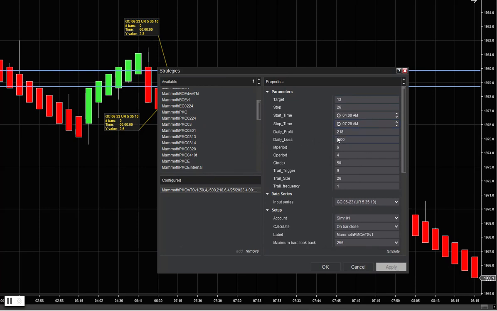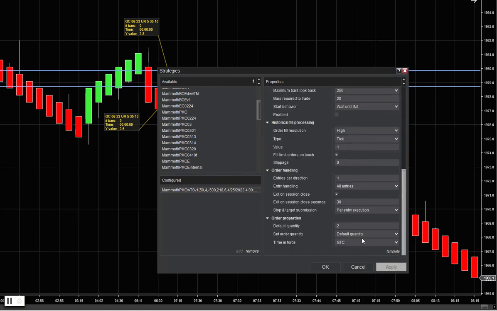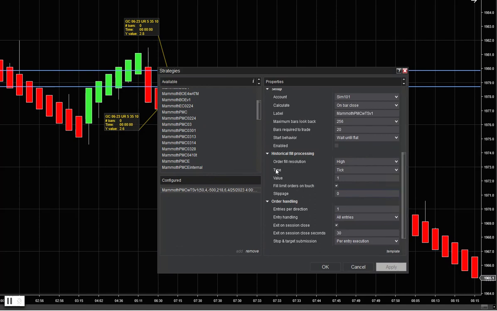The daily profit we set at $218, and the daily loss we set at $500. The reason is that for this strategy we use two contracts. It says right here default quantity. We trade two contracts per trade, and also the order fill resolution has to be set at high, not standard. Why? Because we're trading on a unit range bar. This is a price action based bar, not a time based bar.